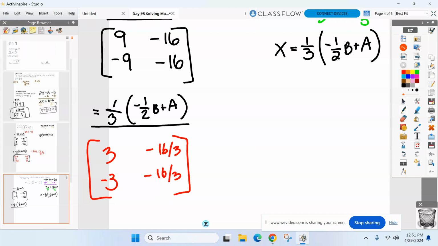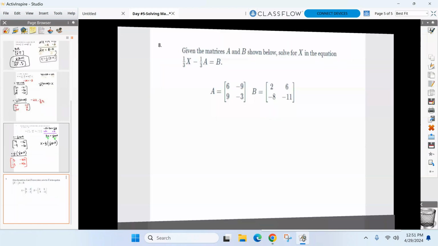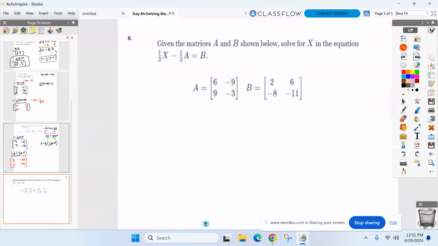We all good? Troop, you good there? Yep. Okay. All right, final one. First move, plus 1/3 A. Add it all over.